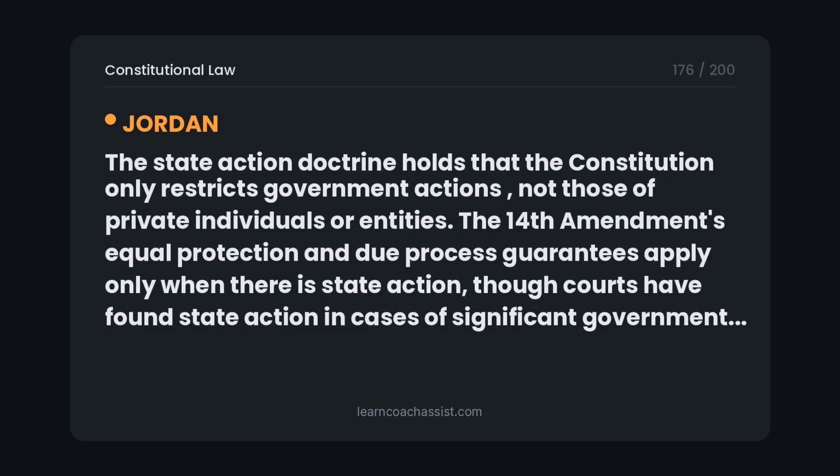What is the State Action Doctrine? The State Action Doctrine holds that the Constitution only restricts government actions, not those of private individuals or entities. The 14th Amendment's equal protection and due process guarantees apply only when there is state action, though courts have found state action in cases of significant government involvement with private parties.